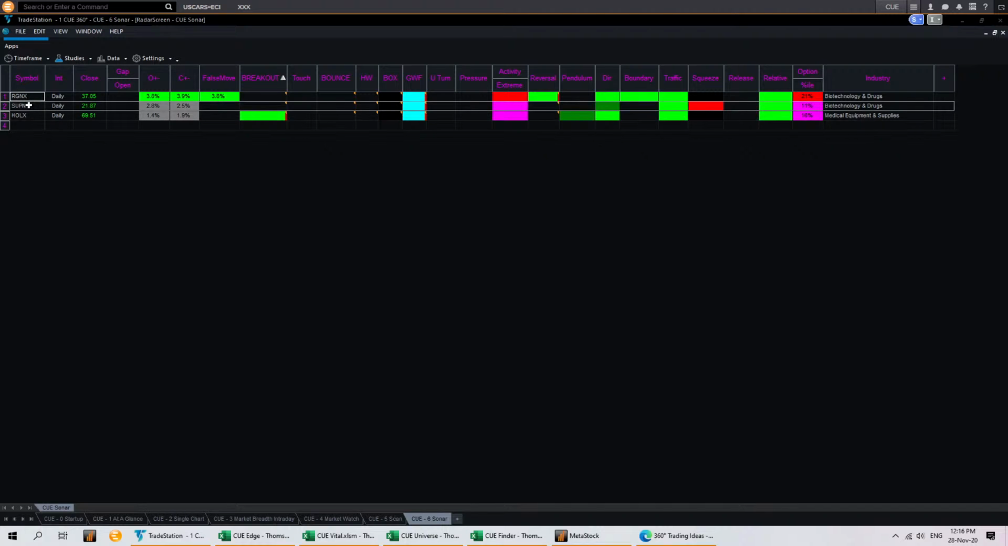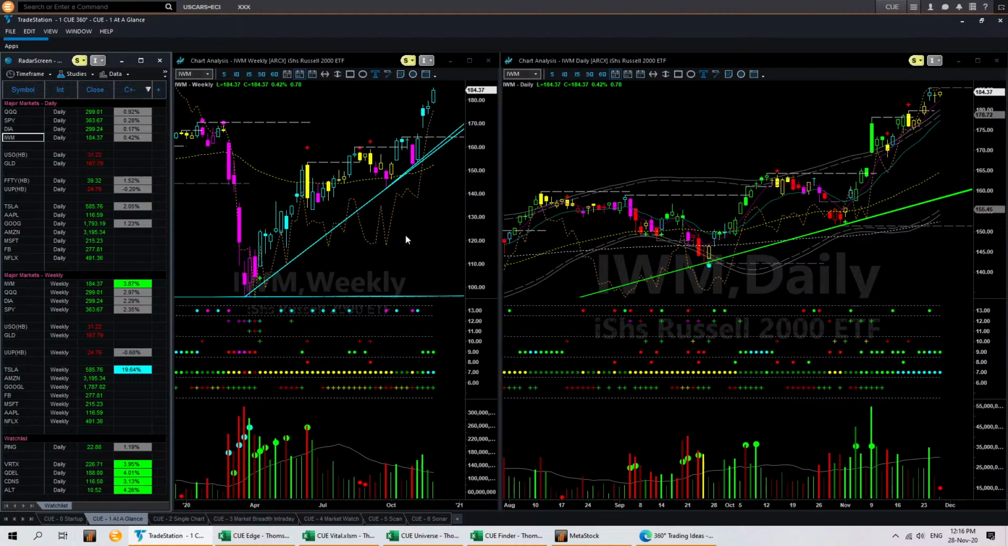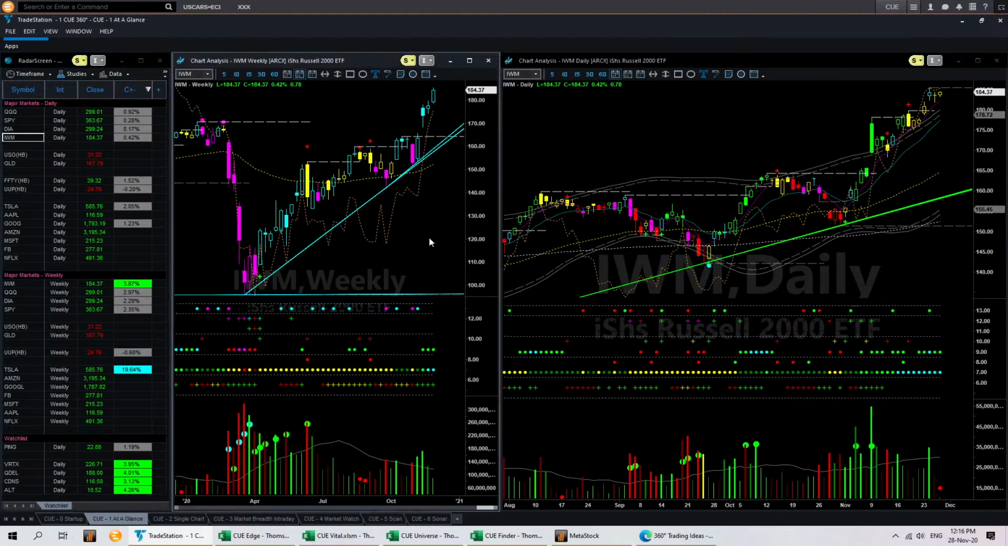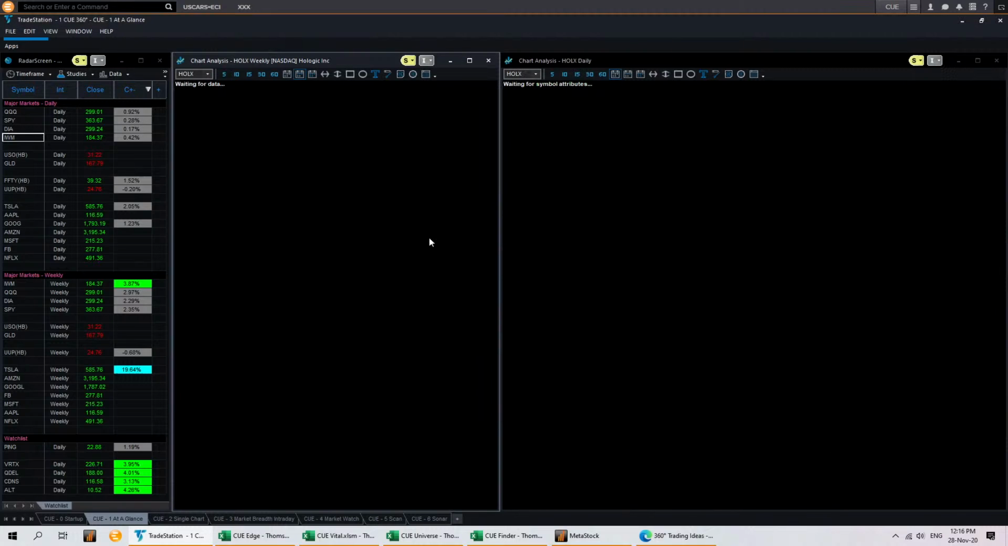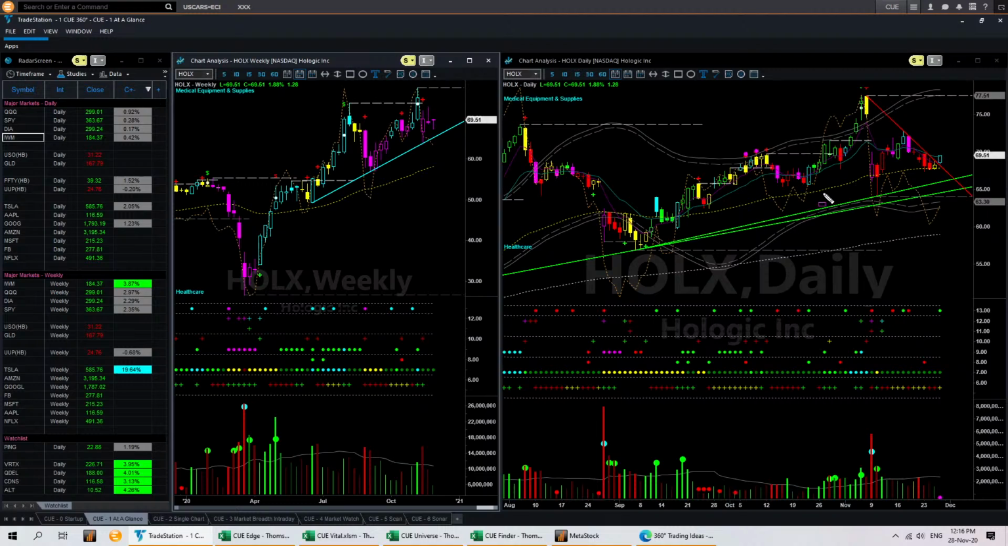Let's look at one of these stocks, or maybe all of them. Let's look at HOLX first. Here the daily has a bullish flow shown by the candle color and also the flow band indicator. It has a nice breakout from the trendline resistance. However, the weekly color is still bearish.